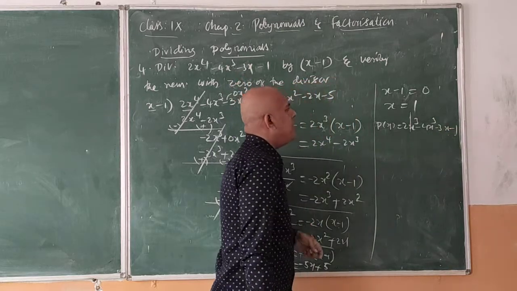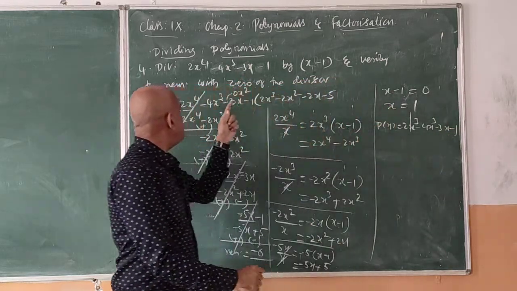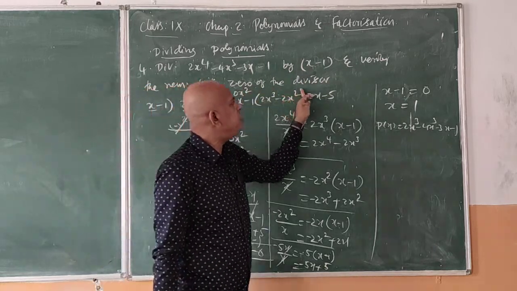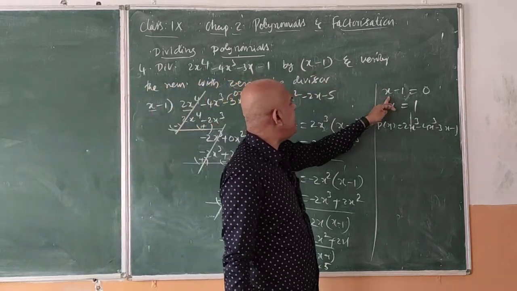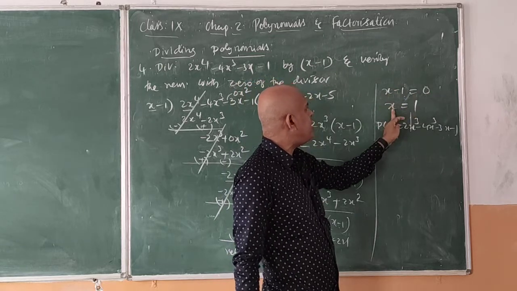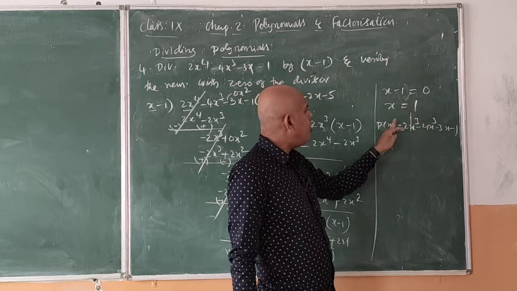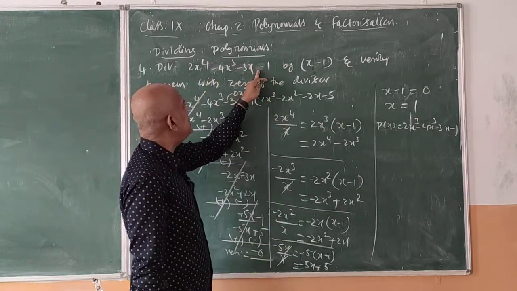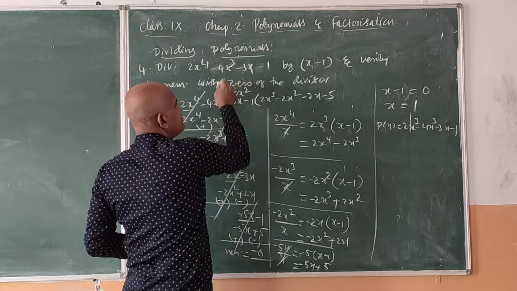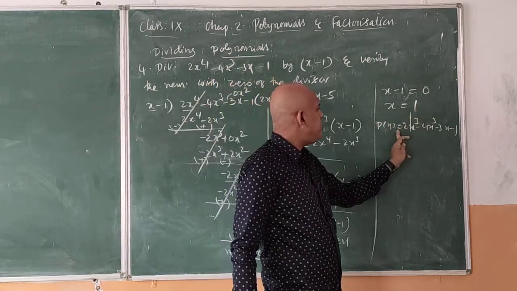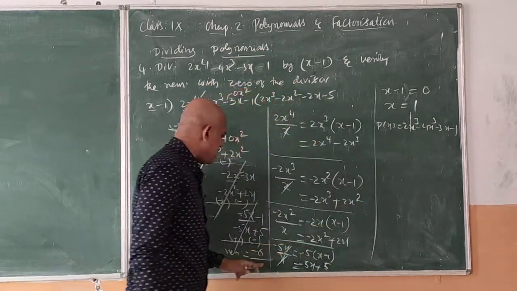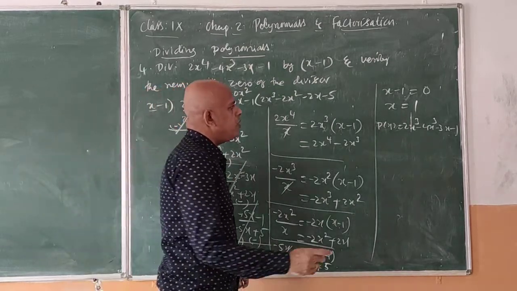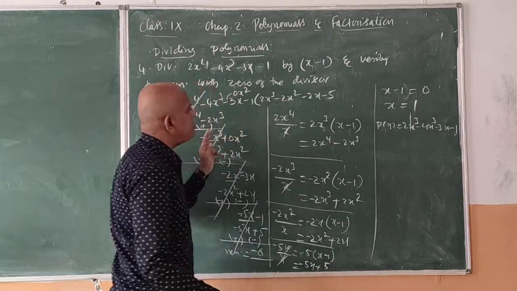This is the polynomial. Now what is given here? Verify the remainder with the zero of the divisor. Zero of the divisor means x minus 1 is the divisor. We have to equate to 0 and find the value of x. x value is 1. Now the given polynomial is 2x power 4 minus 4x cube minus 3x minus 1. If we substitute x value 1, what should we get as the remainder? Minus 6. Then only the division we did is correct. Otherwise, somewhere it will be wrong.